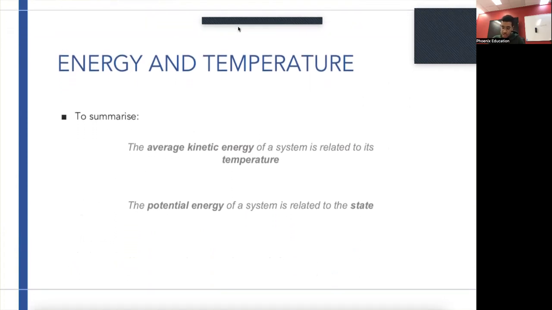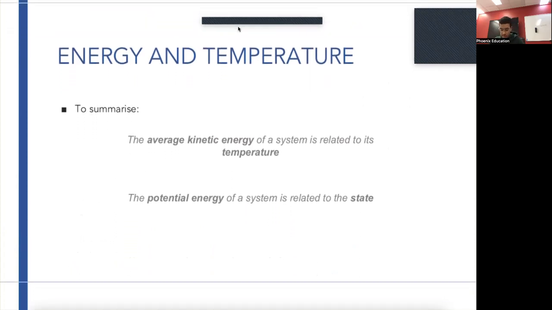Okay, energy and temperature. So these are some important points. You really don't need to know this third dot point, this second dot point. The really important one is this first one. So the average kinetic energy of a system is related to its temperature. So whenever someone says temperature of this object, really what they're referring to is the average kinetic energy. So all these particles, they all have some kinetic energy since they're vibrating, and for the entire system, the average kinetic energy is related to its temperature, okay?